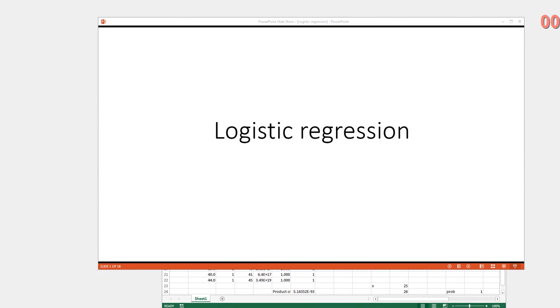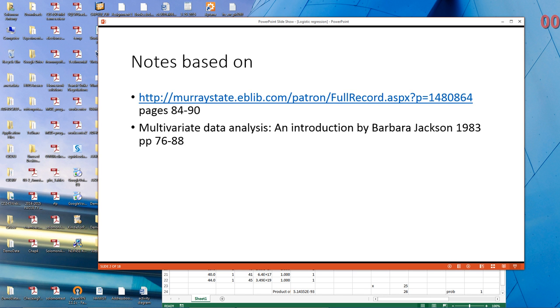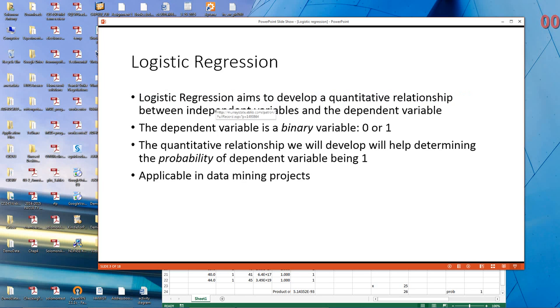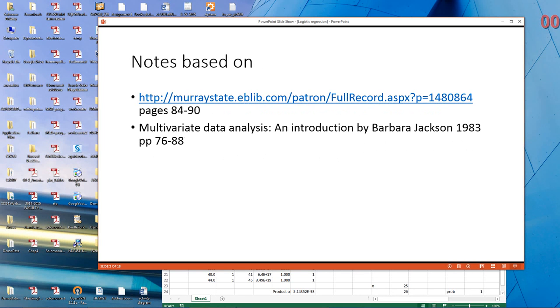Hello, in this session I'm going to go over logistic regression. This presentation is partly based on a book from our library available online at this link, and also another book that I happen to have on multivariate data analysis.